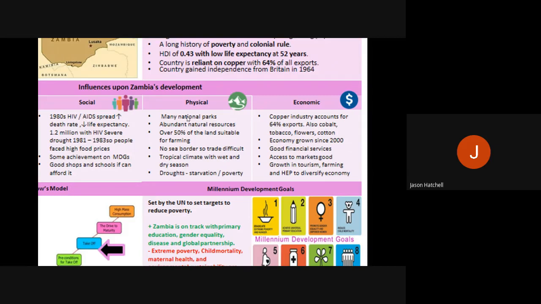So the physical factors, the landscape and the climate and so forth that we looked at earlier, do play a massive role in Zambia's ability to develop here.